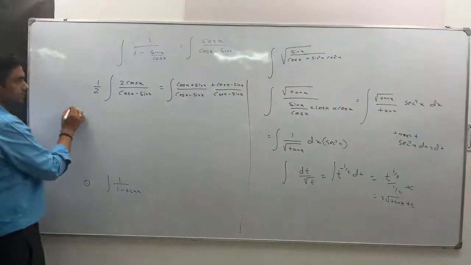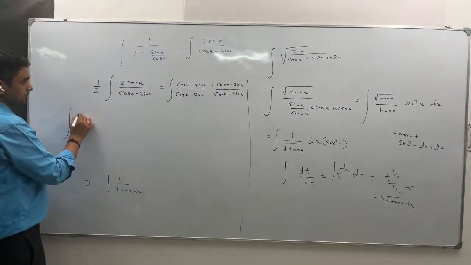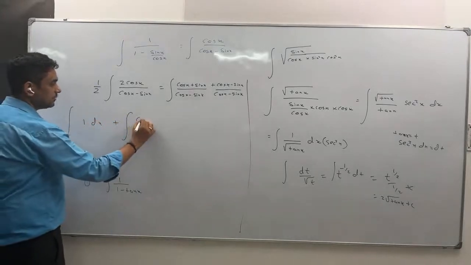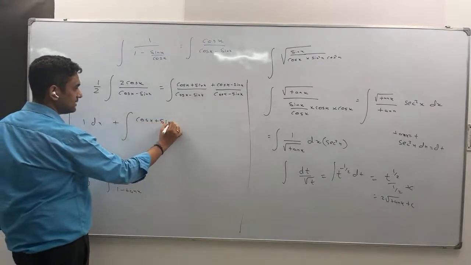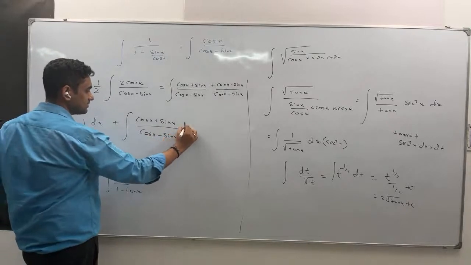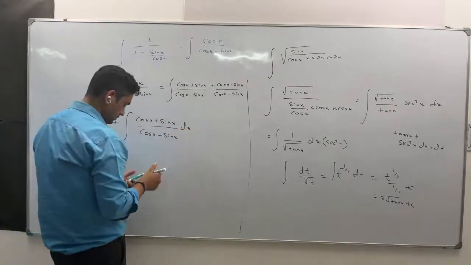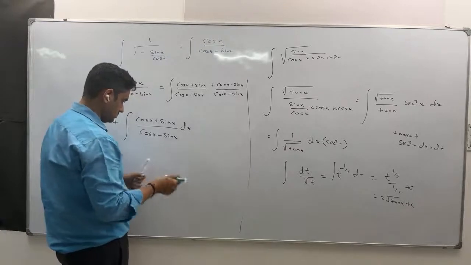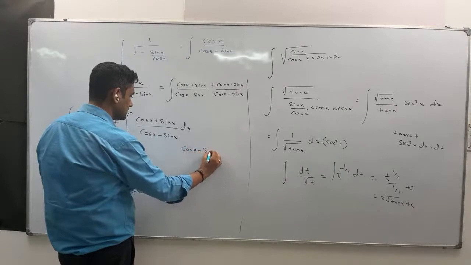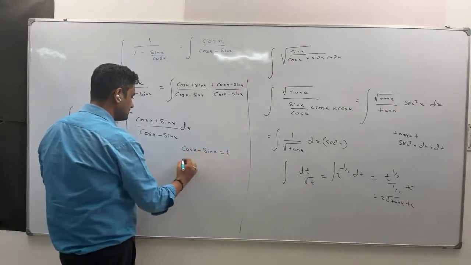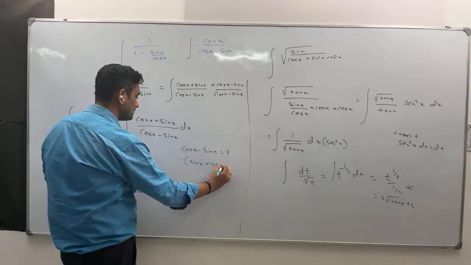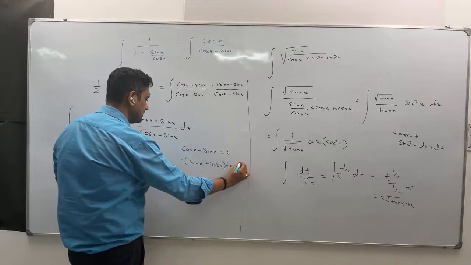So when we integrate it, we will get the integral of 1 dx plus the integral of (cos x plus sin x) upon (cos x minus sin x) dx. Now what we will do, we will take cos x minus sin x as t, so minus of (sin x plus cos x) dx will be dt.